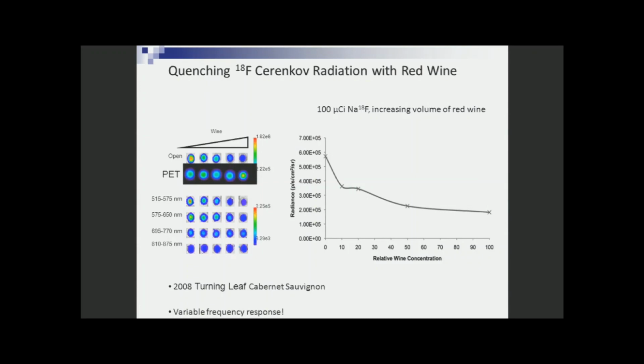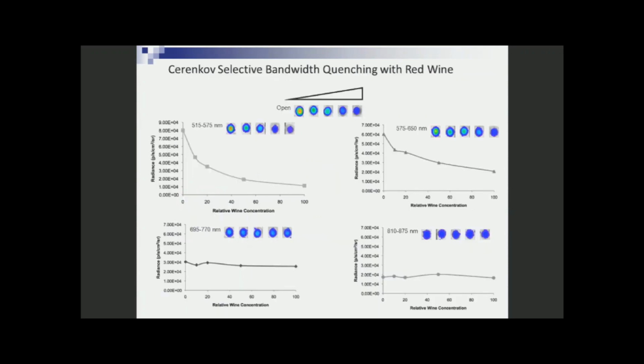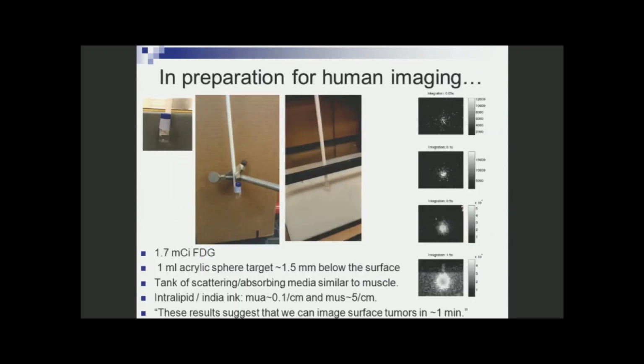Similarly, you can do the opposite experiment. You can change the concentration of red wine and keep the F18 concentration constant, and see that as you add increased amounts of red wine, you can decrease the Cherenkov radiation accordingly. And again, it's bandwidth specific, with the maximum absorption being up here around, in the 550 to 650, getting close to the red. And it's bandwidth selective.